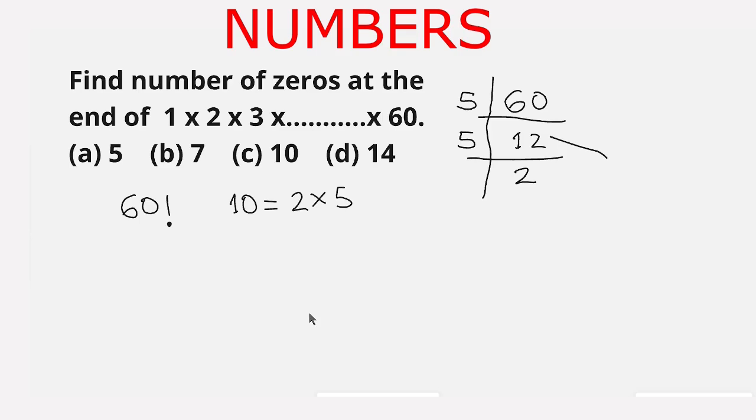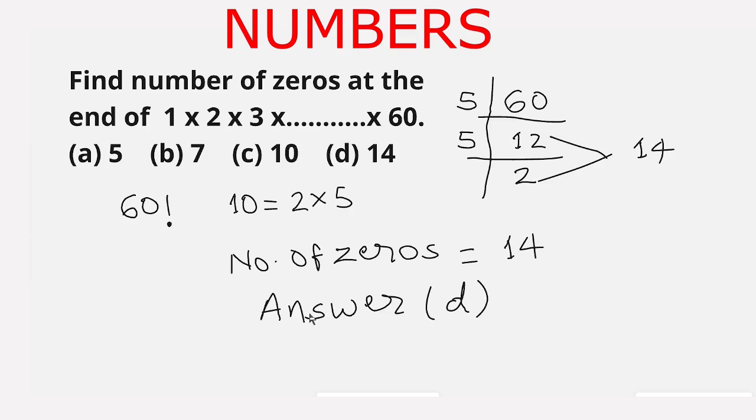The sum of 12 plus 2 is 14, and that is the maximum power of 5 in 60 factorial, and that will also be the power of 10 in 60 factorial. So the number of zeros in 60 factorial is equal to 14, and from the given options our answer is option D, 14. I hope you have understood the method of solving such type of questions. We go to the next question.